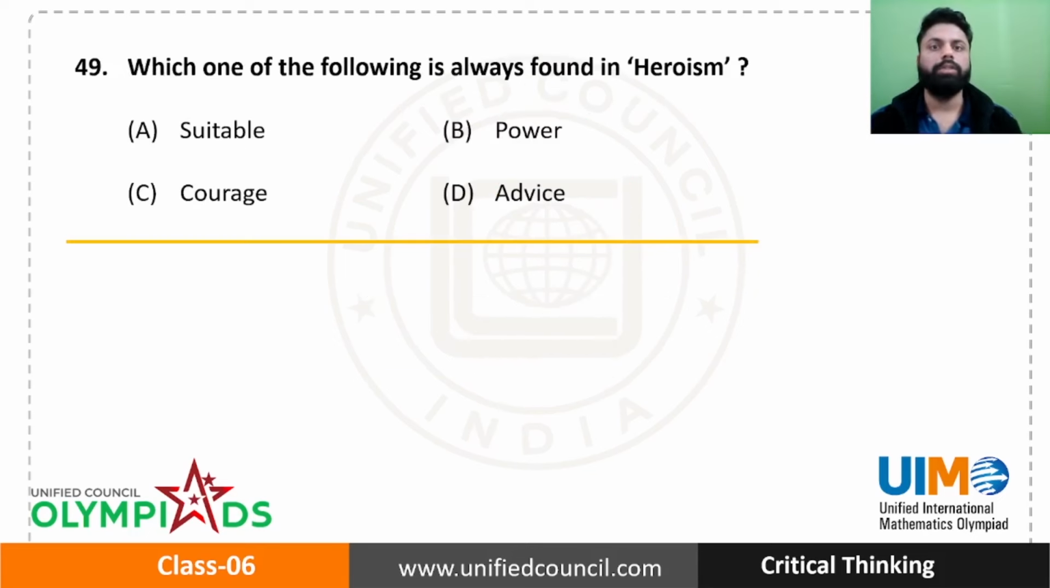Next one. Which of the options is always found in heroism? Suitable, power, advice, courage. So when we talk about heroism, courage is something that is common in it. Power is something that can be there with the villains also, the evils also. Advice is something that even I can give, even you can give. Not the correct one. Suitable, no. So courage is something like fighting against whenever something is going wrong. It is the courage that heroism showcases.